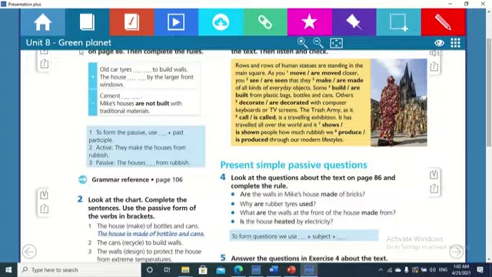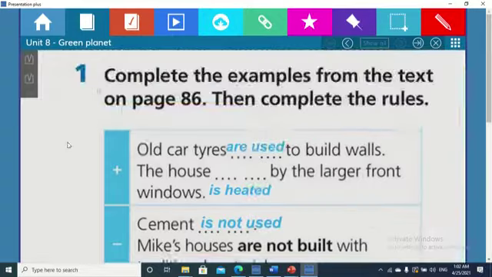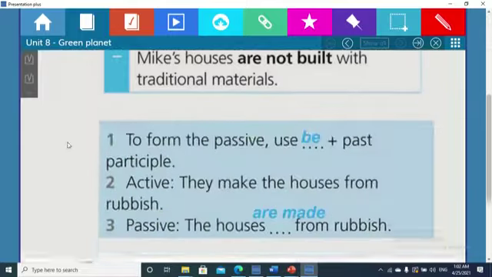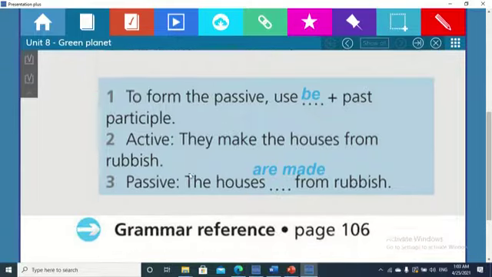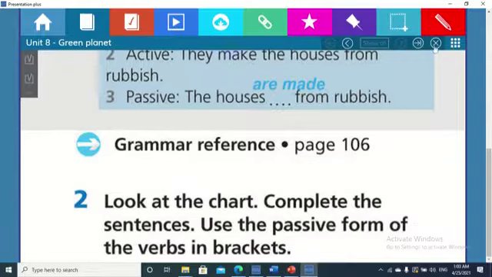So, what about, of course, the completions with the rules? To form the passive, use be and the past participle. Be, we have is, are, of course. Active: they make the houses from rubbish. Whenever you start with the subject, it's active. Passive: the houses. We talk about the object. The houses are made from rubbish. And we don't care about the subject because it's a pronoun. We usually don't write it.